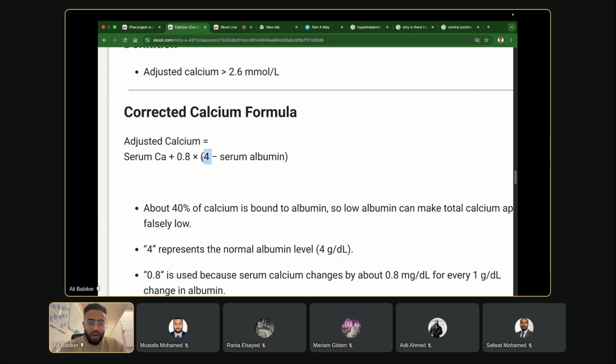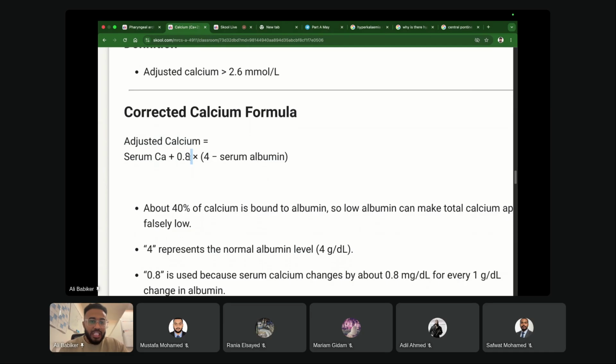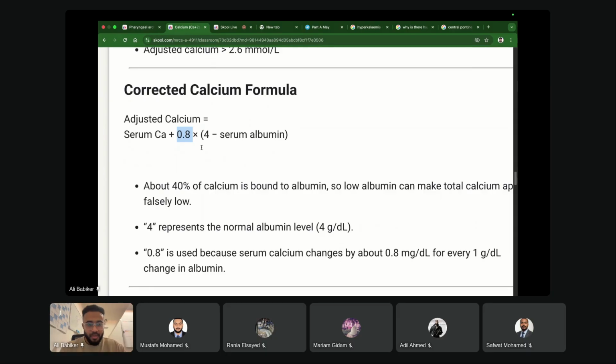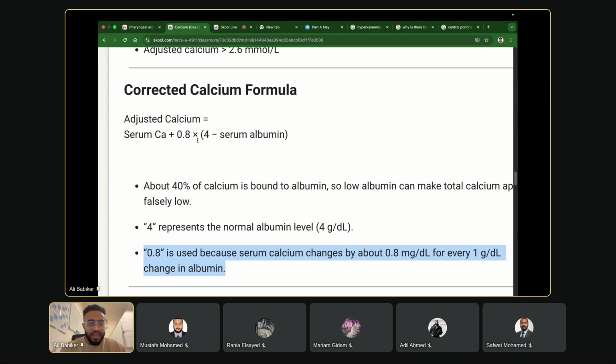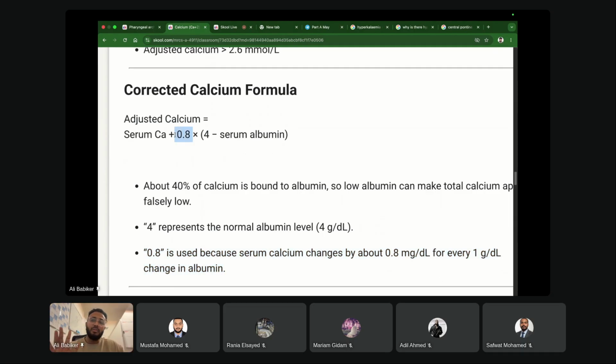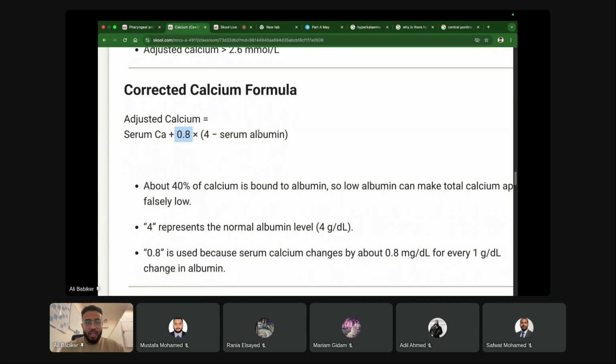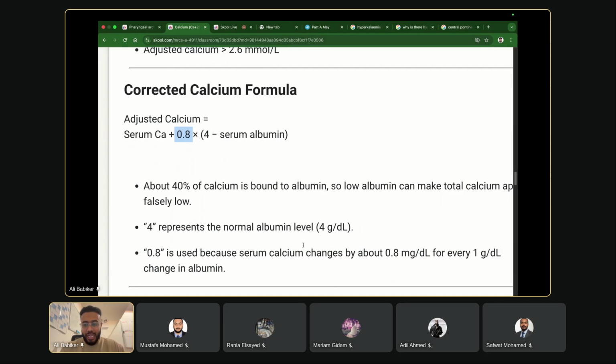All right, we know where the 4 came from. The 4 came from the serum albumin being normally 4. Where does 0.8 come from? 0.8 is used because the serum calcium changes by about 0.8 milligram per deciliter for every 1 gram per deciliter change in the albumin. Here, this sentence here. So we understand exactly where this number came from. It's not like random numbers. The 4 is the normal number of serum albumin. 0.8 is the rate of change.